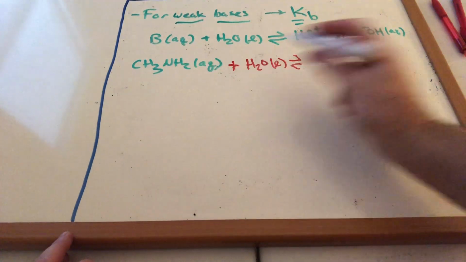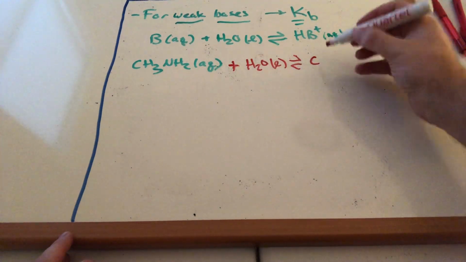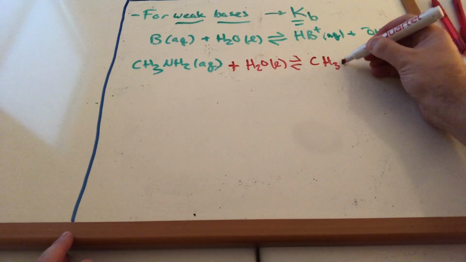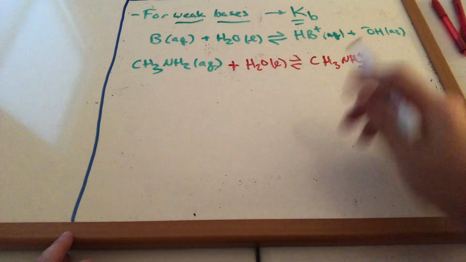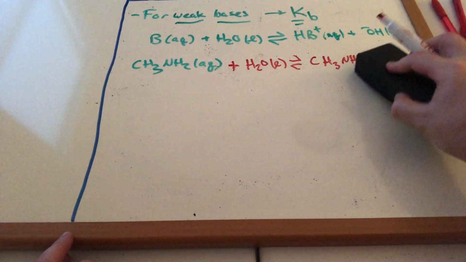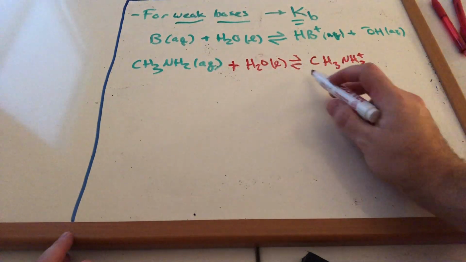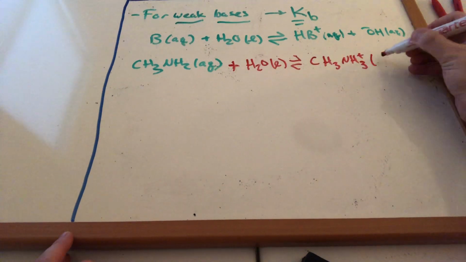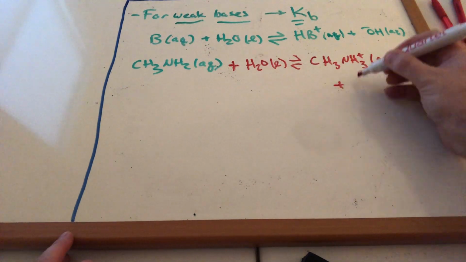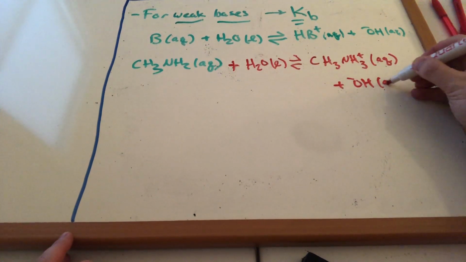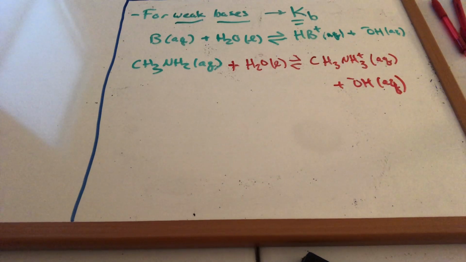Now I'm going to write it a little bit differently just to show you how it's written, right? The H can go in different spots. I'm going to write this as CH3NH3 plus. The base picks up an H plus, right? And that new structure that's generated is a conjugate acid of our original structure. And then OH minus is always the other product when you're talking about your base reactions.